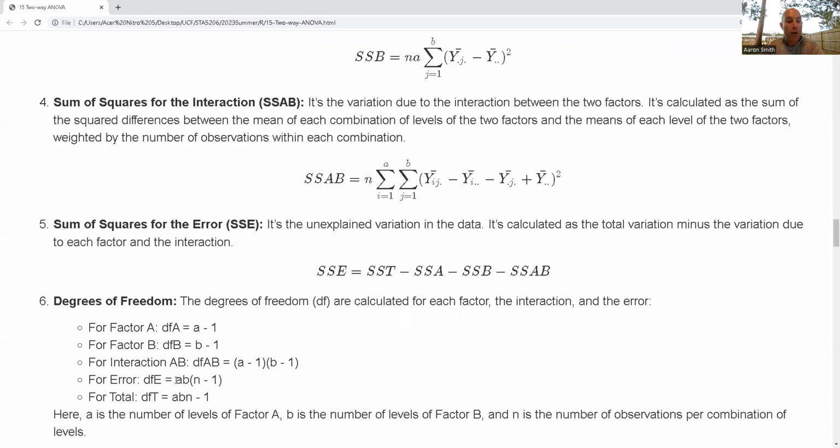For error, it's going to be AB times (N minus 1). And for the total, it's ABN minus 1. And it'll work out that if we add all these up, it'll equal the total degrees of freedom.